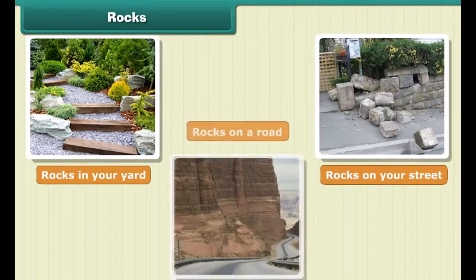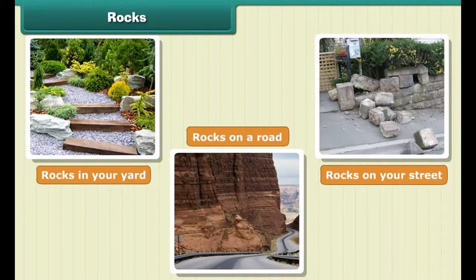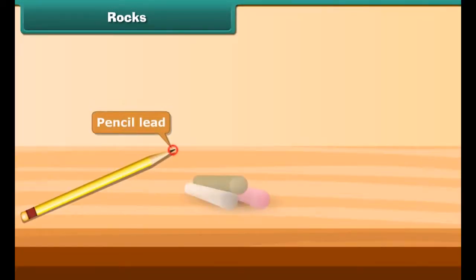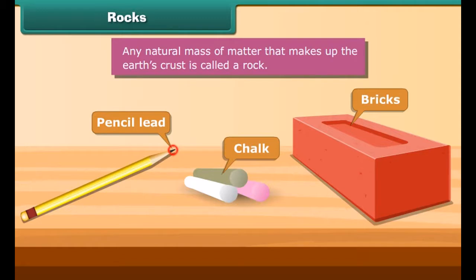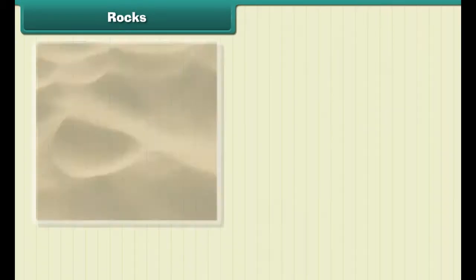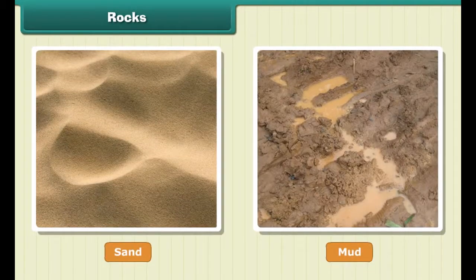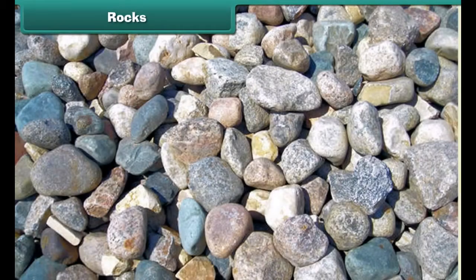Rocks are all around us. You can see rocks in your yard, on your street, on a road, everywhere you look. Pencil lead, chalk, bricks are all rocks. Any natural mass of matter that makes up the earth's crust is called a rock. Do you know sand and mud are also rocks?